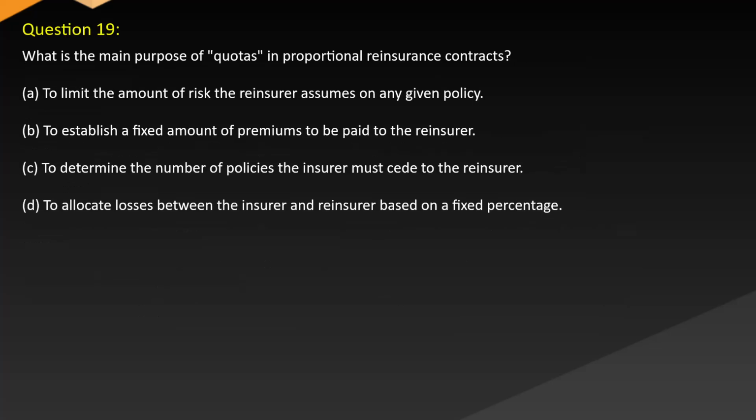Question 19. What is the main purpose of quotas in proportional reinsurance contracts? A. To limit the amount of risk the reinsurer assumes on any given policy. B. To establish a fixed amount of premiums to be paid to the reinsurer. C. To determine the number of policies the insurer must cede to the reinsurer. D. To allocate losses between the insurer and reinsurer based on a fixed percentage.